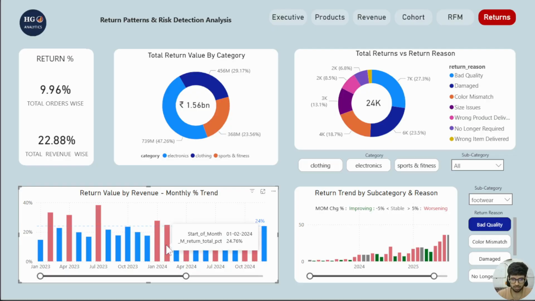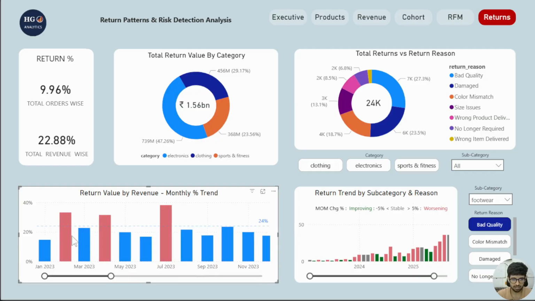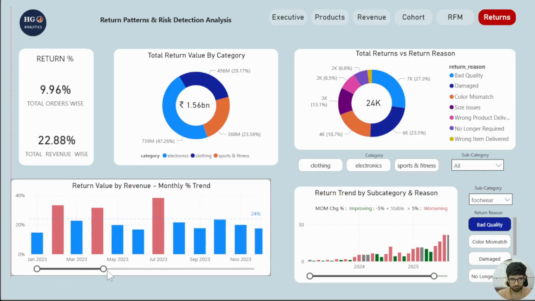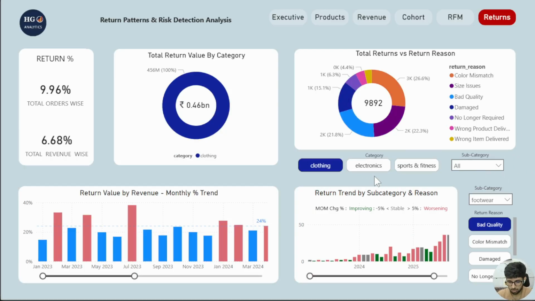There is a 27% rate, then a 24.7% rate. So there are periods. Okay, you can check the return rate. You can see that after July 2025, the return rate has reduced and kept below 24%, which is very good. In the starting, there was a high return rate. Okay, so now I want to come back to this field selector. So you can see in the parameter fields selector, if I check for clothing, we have total returns 9892.